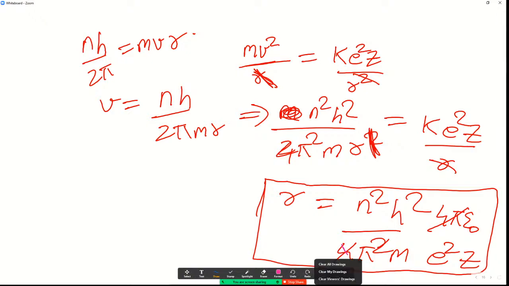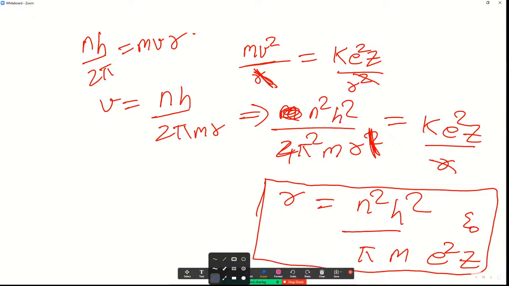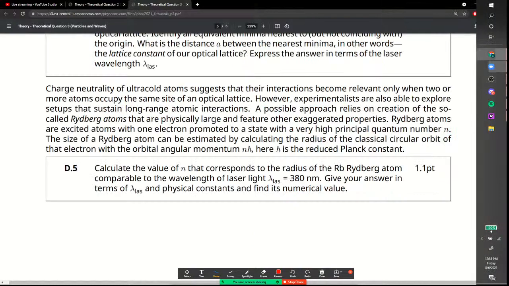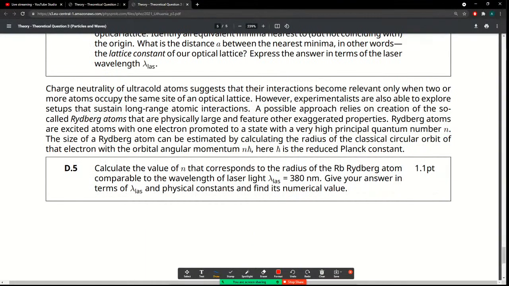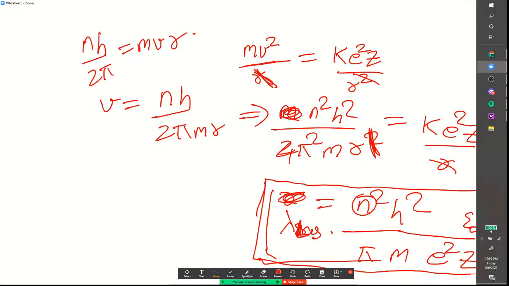But I don't get what comparable to lambda laser means. What do they mean by that? I think it's just r. Yeah, because the Bohr radius would be the same as the wavelength. Okay, so we can directly equate them to lambda laser, and then you would find n. That would be just the calculation part.